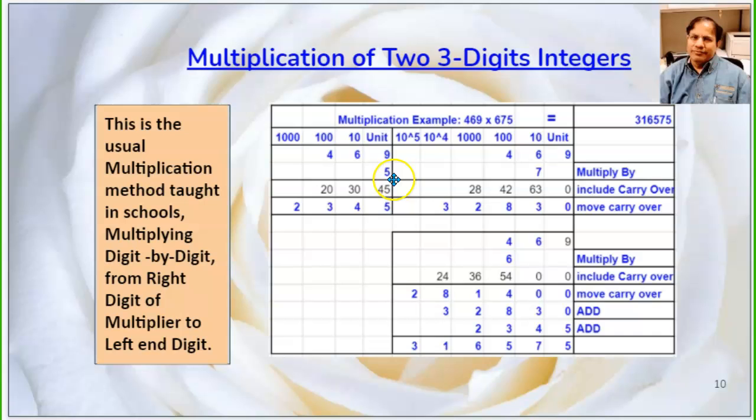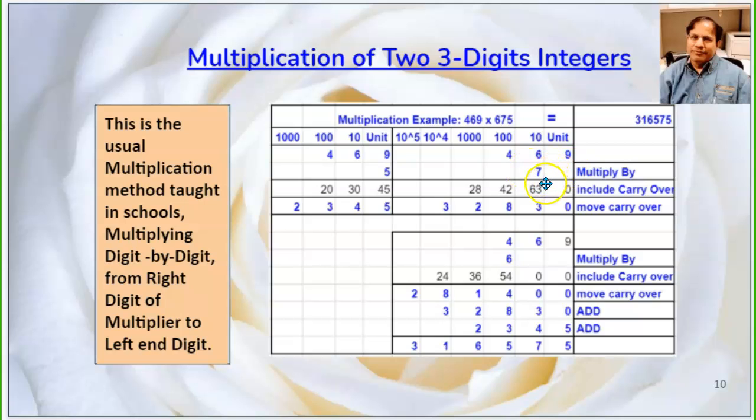469 by 5. When I multiply 9 by 5, it is 45. When I multiply 5 by 6, it is 30. When I multiply 5 by 4, it is 20. And now this includes the carryover. So we take the carryover from 45, which is 4, to the left digit, which is the tens digit. And so it becomes 30 plus 4, 34. Now we carry over the 3 of 34 to the left digit and write 4 there. And so 20 plus 3 is 23. So the answer of multiplying 469 by 5 is 2345.